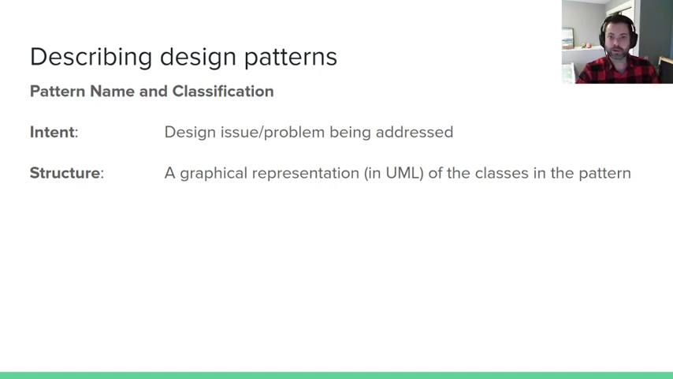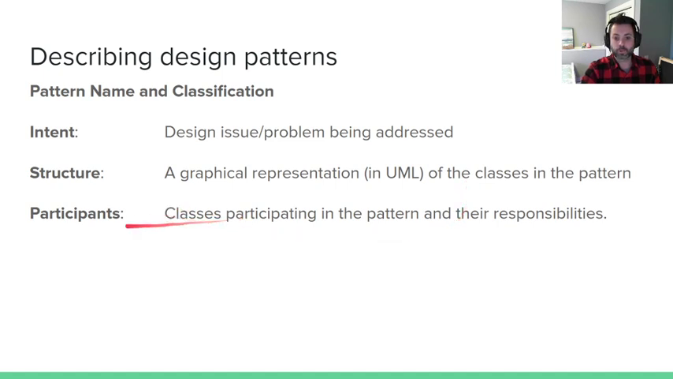We don't need it to be language specific. We can do this in Java, C#, Python, whatever you want. But if you give it to me in UML, I can translate that to my language of choice, right? So what classes are going to be necessary? We also need to know which classes are participating.